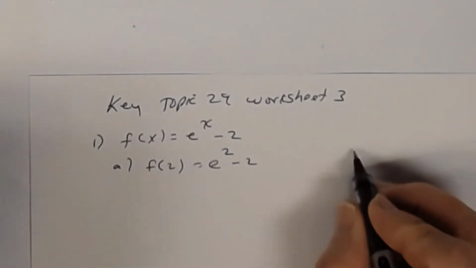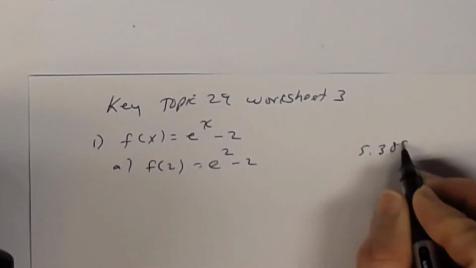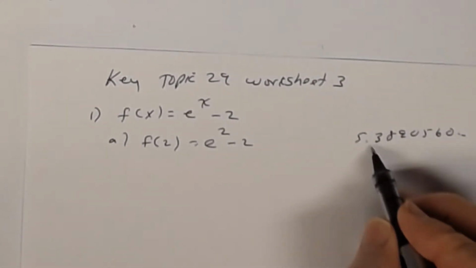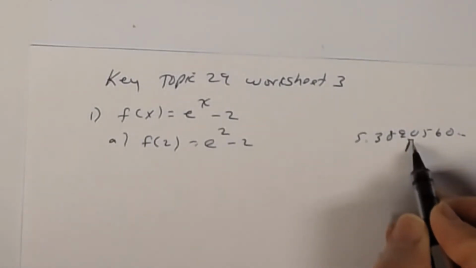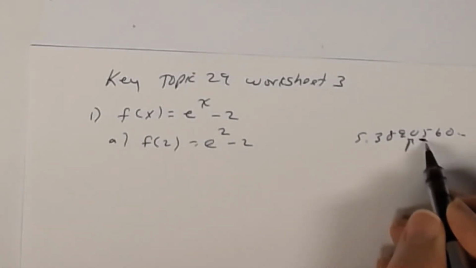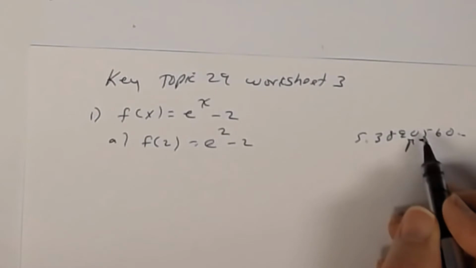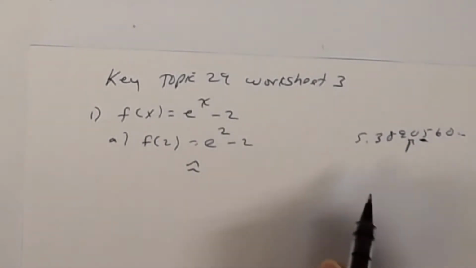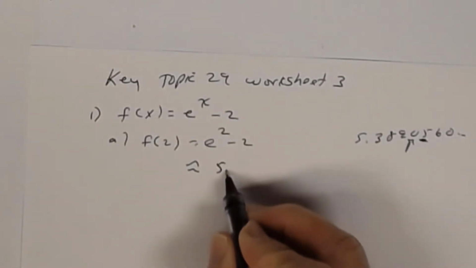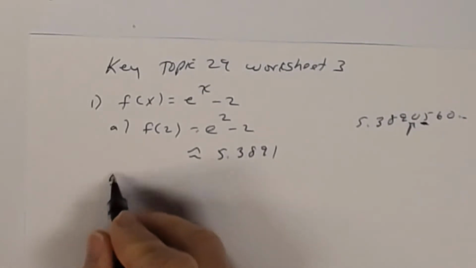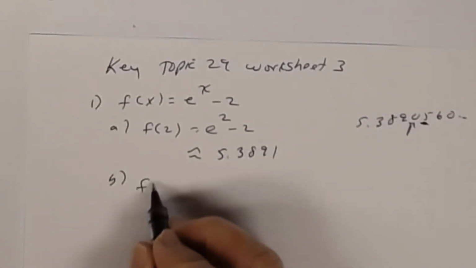So I'm going to go ahead and write it out. 5.3890560, and so on. For decimal places, 1, 2, 3, 4, that's here. So tenths, hundredths, thousandths, ten-thousandths. So I've got to round to the ten-thousandths place, so I've got to look at the hundred-thousandths place. And since 5 is 5 or bigger, the 0 becomes 1. So it's important you round correctly. So 5.3891.